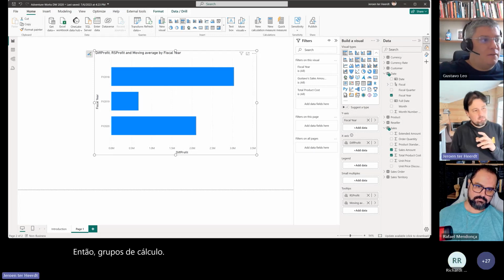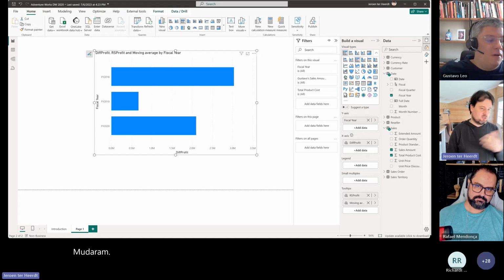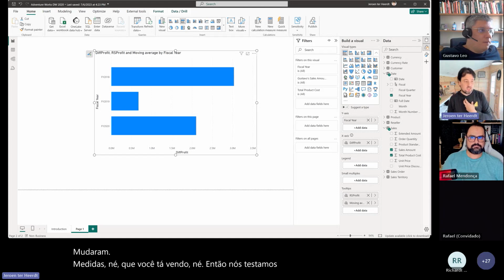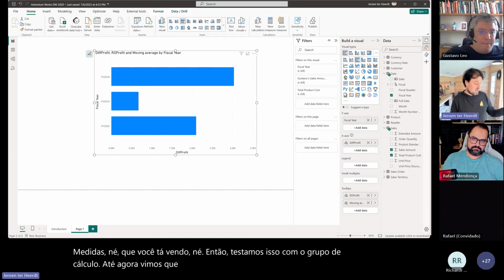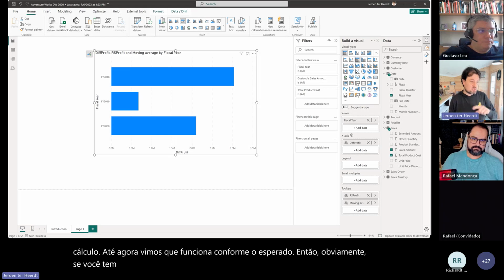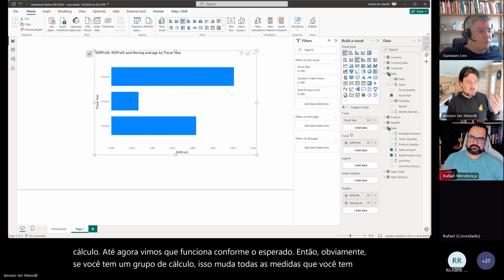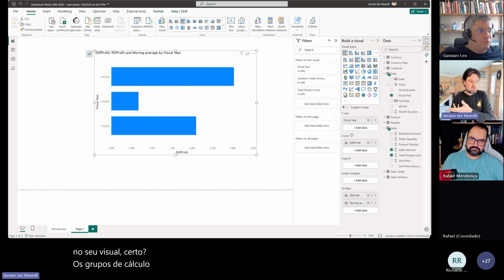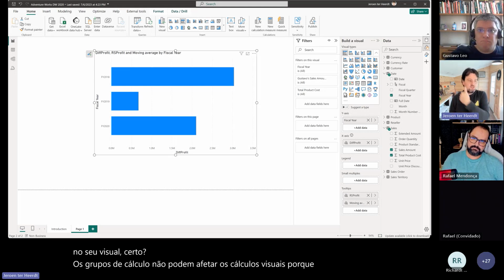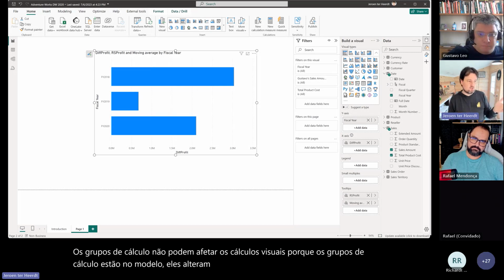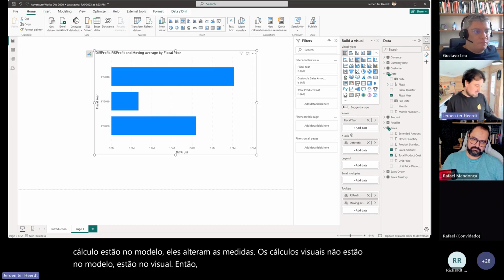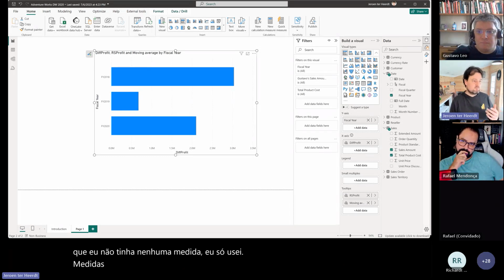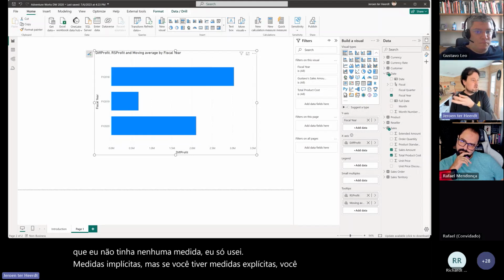they change the measures that you're seeing, right? So we've tested this with calculation groups. So far, we've seen that it works as expected. Obviously, if you have a calculation group, it changes any measures you have on your visual, right? The calculation groups cannot impact visual calculations because calculation groups are in the model, they change the measures. Visual calculations are not in the model, they're on the visual. So if you have an actual measure, and of course I didn't have any measure, I only used implicit measures. But if you have explicit measures, you can change the value of that measure with the calculation group.